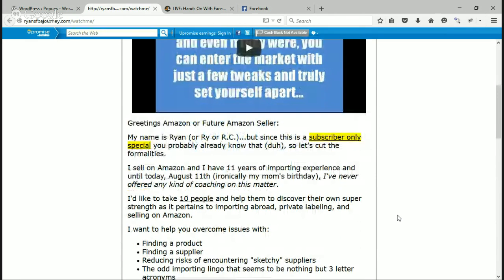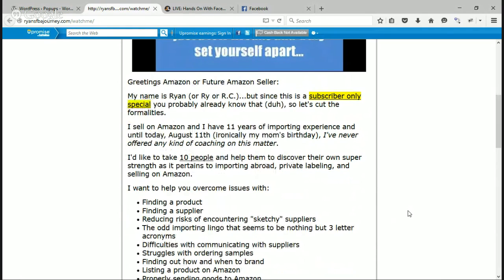We can actually read this on this little interview thingy. It is short. "Greetings, Amazon or future Amazon seller." Future Amazon seller. I love that. "My name is Ryan, or Rye, or RC, but since this is a subscriber-only special, you probably already know that. Duh. So let's cut the formalities."